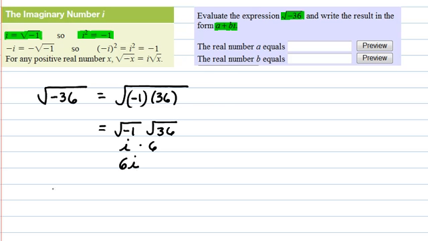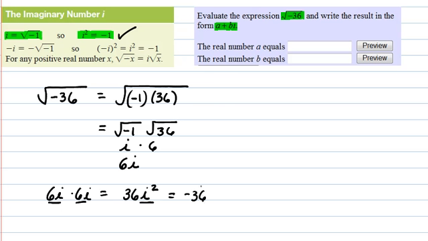Let's check it. Is 6i times 6i negative 36? Well, 6 times 6 is 36, and i times i is i squared. But remember again that i squared is negative 1, so 36 times negative 1 is negative 36, sure enough.